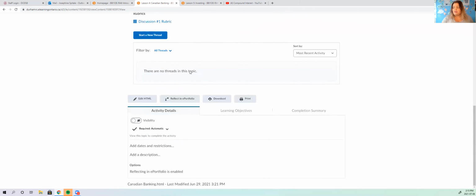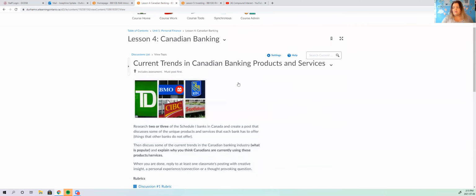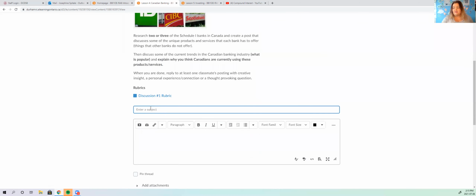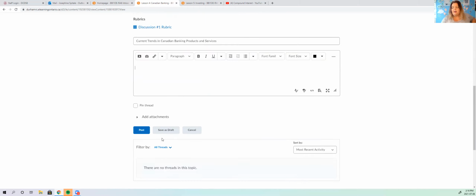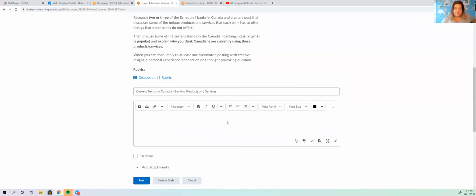And then you just post it by saying start a new thread. Okay. Your subject could be whatever you want. You could just use the title from this. Doesn't matter to me. Or you can name it like your banks that you've researched, the names of your 2 to 3 Schedule One banks. Okay, whatever you may want to name it. You type in your information here and you hit post. Okay, and then to reply, you just reply to the person's post.